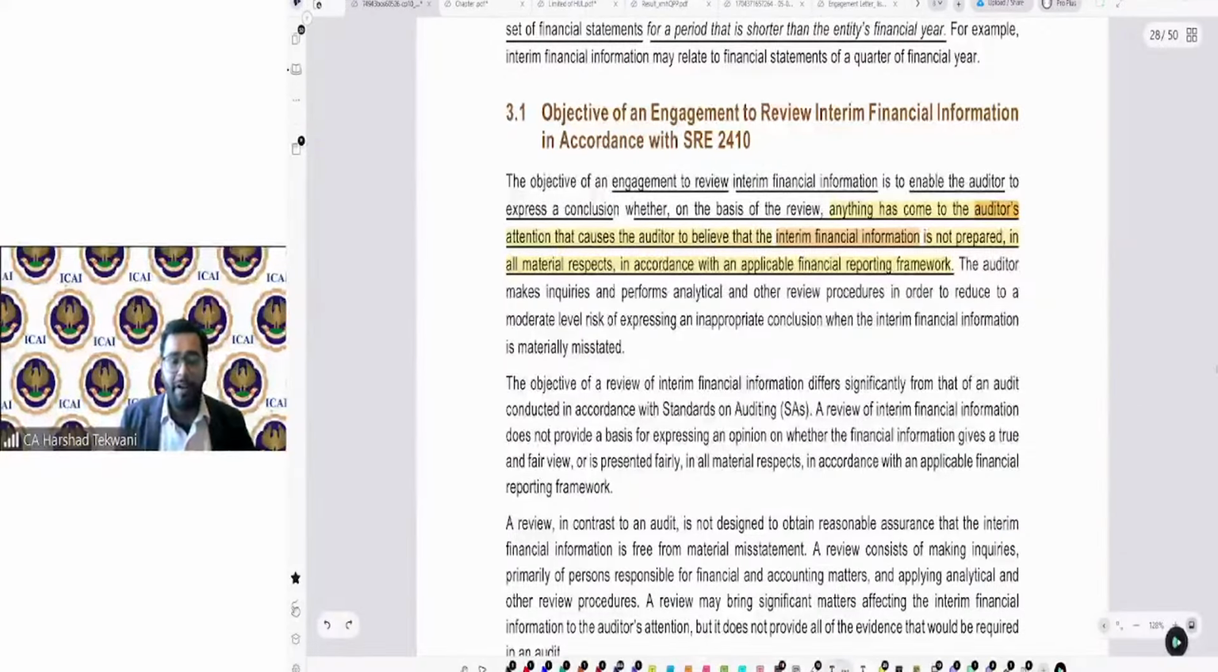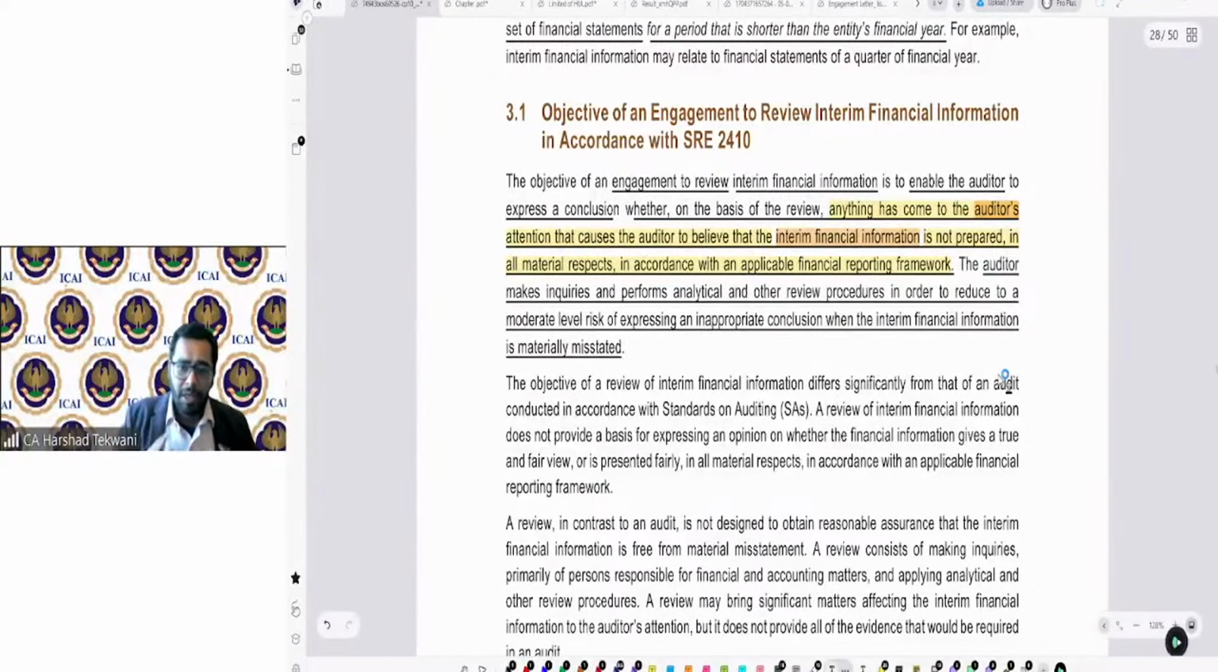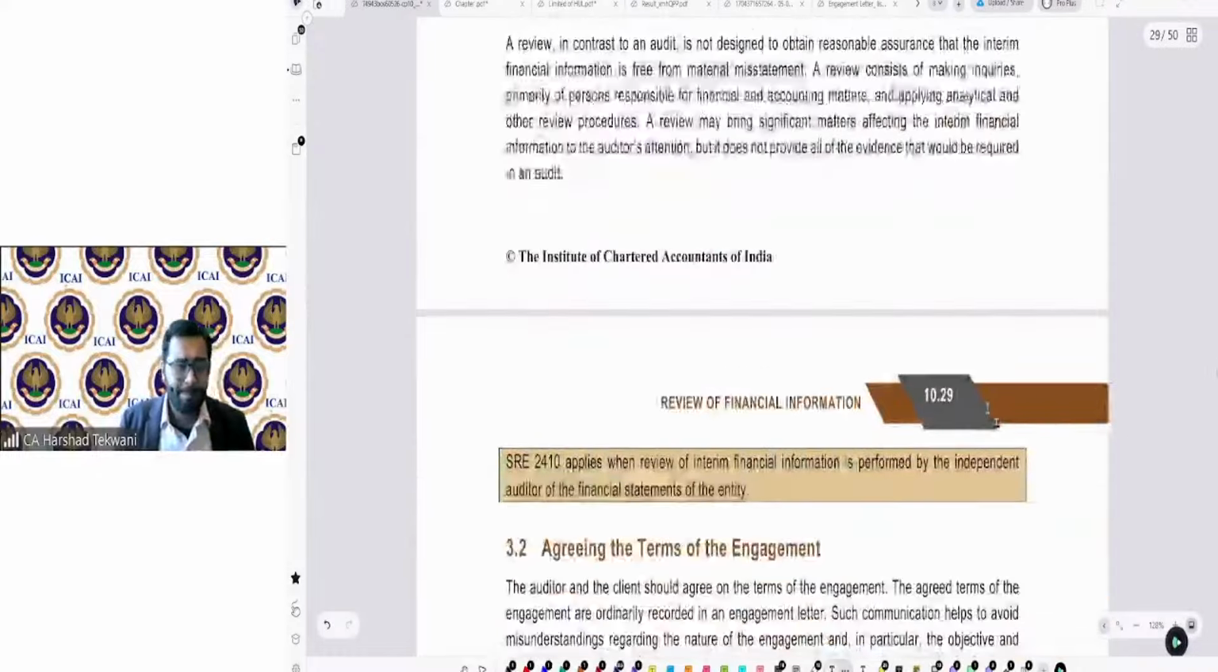Wherever we were referring to the word practitioner, now we will refer to the auditor. The auditor is required to make inquiry and perform analytical procedures and other review procedures in order to reduce to a moderate level the risk of expressing an inappropriate conclusion with respect to the interim financial information. Same as we have seen in 2400. Everything is the same.